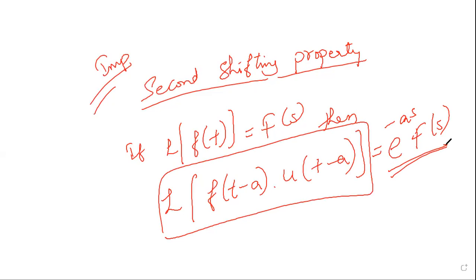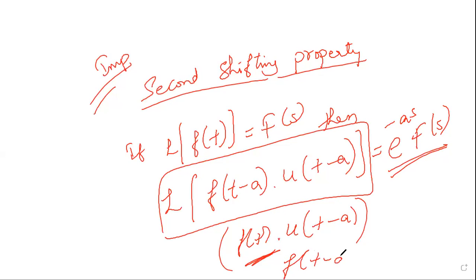Sometimes you will get only the function f of t along with u of t minus a. At that time, we have to convert f of t into f of t minus a, and the other function remains as it is, that is u of t minus a.